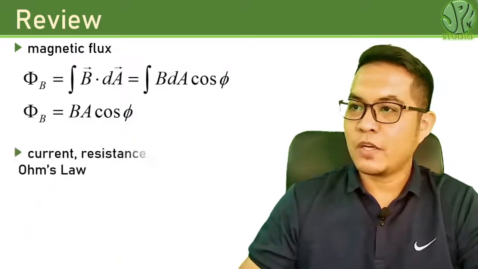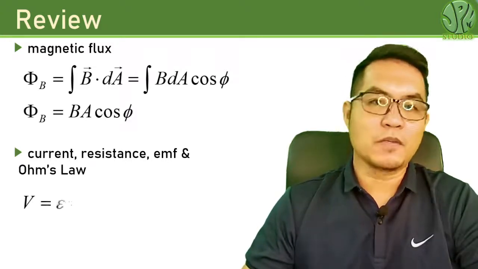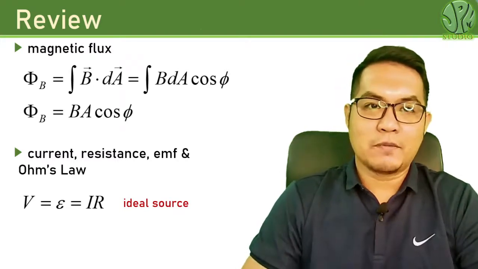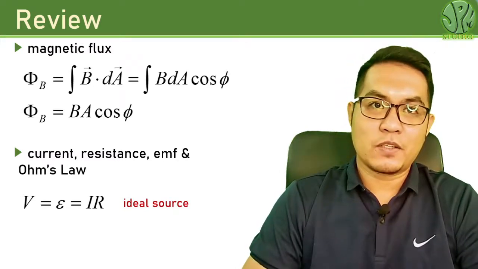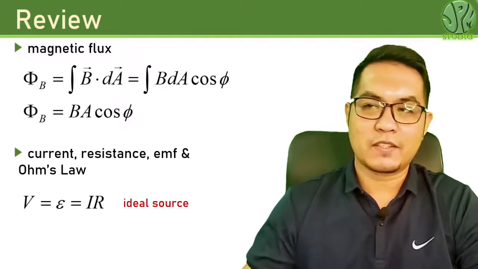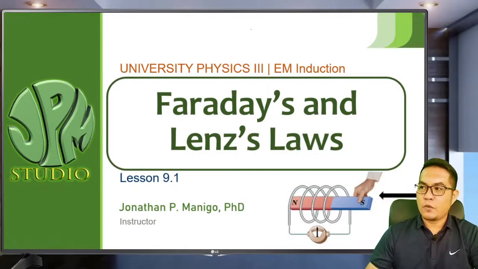The magnetic flux simply reduces to B, the magnetic field, times A, the area, times cosine of the angle between them. We also have discussed current, resistance, EMF and Ohm's law. If you have an ideal source of EMF, then the voltage is just equal to the EMF, and that's equal to the current times the resistance. So for the first lesson of this chapter, we will be talking about two laws involving electromagnetic induction, and these are Faraday's law and Lenz's law.